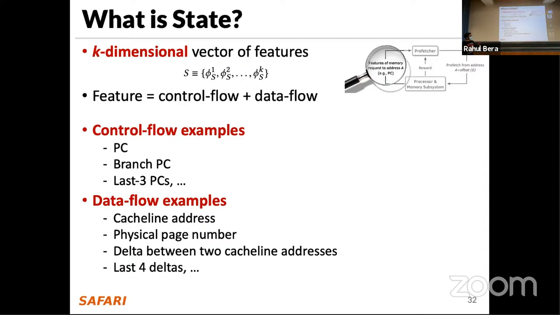Similarly, you can also think of data flow examples as which data the program is trying to touch. Like what is the cache line address that you touched last time? What is the physical page number? What is the delta between two cache line addresses? And many more, you can think of it. Any information that you can think of as data flow or control flow information can potentially be used as a feature.